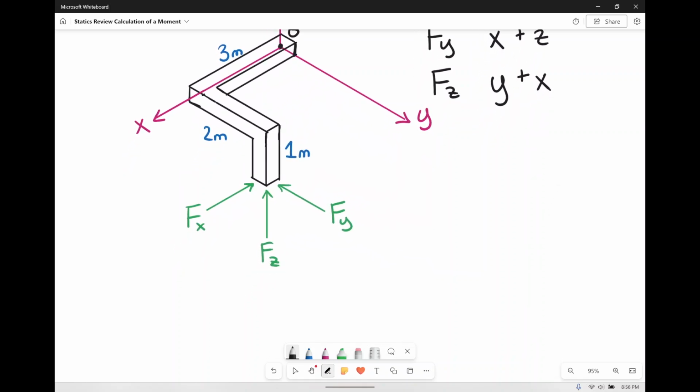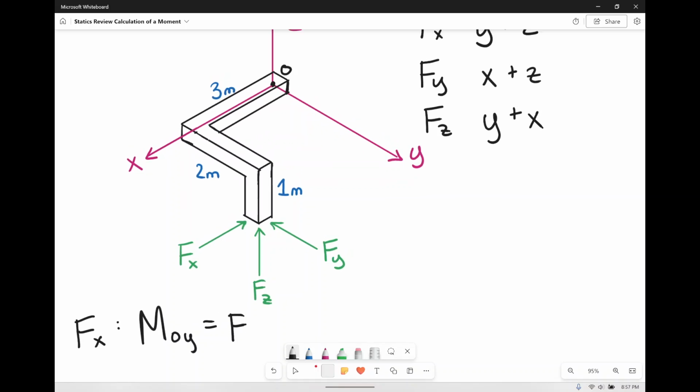Let's start off by talking about what moments force X creates. Again, it could be both Y and Z. So let's start off talking about, does it create a moment about the origin? Let's do the Y direction first. So we're going to do it about the Y direction. Again, it is force times perpendicular distance. So it is going to be force times which distance? That's the really good question.